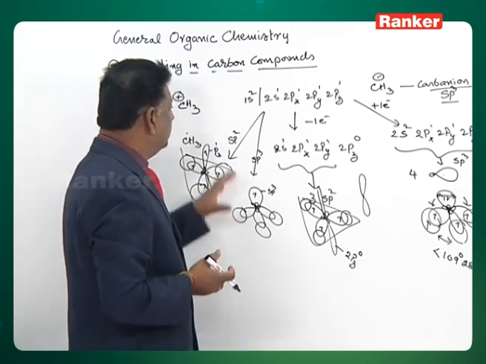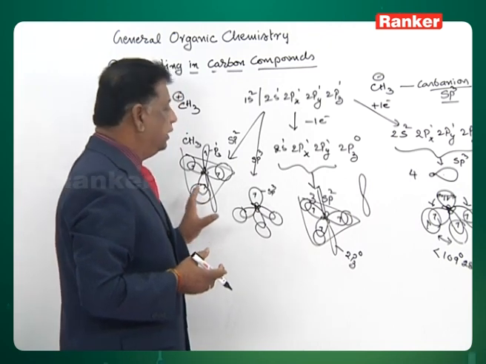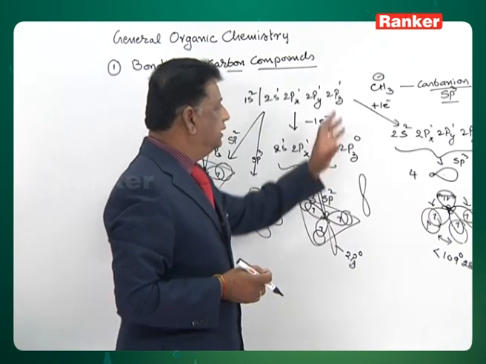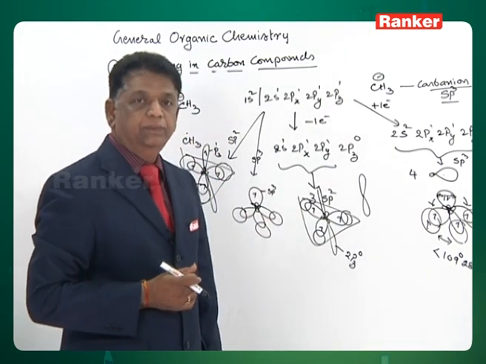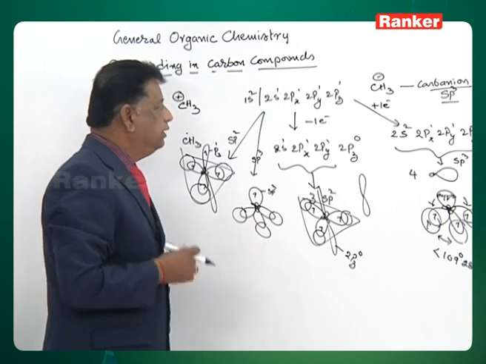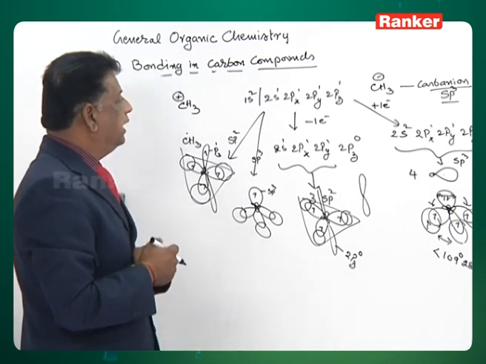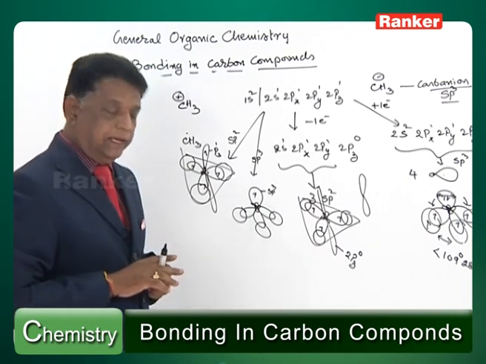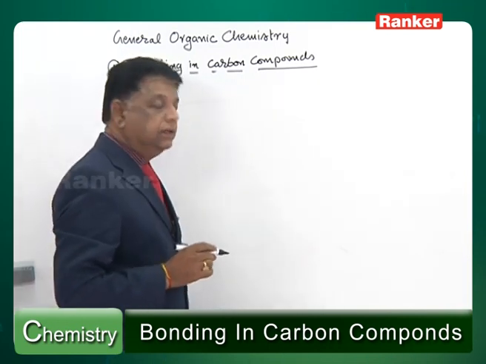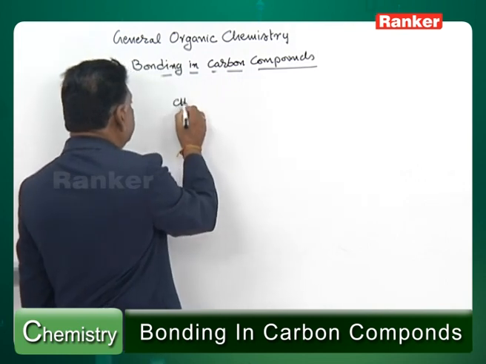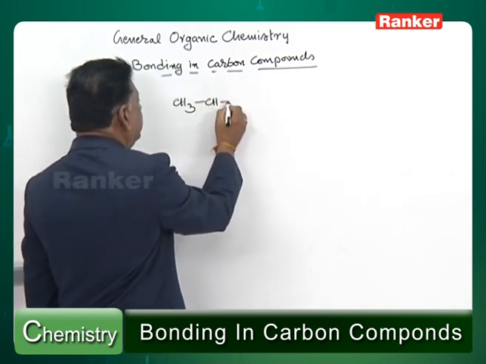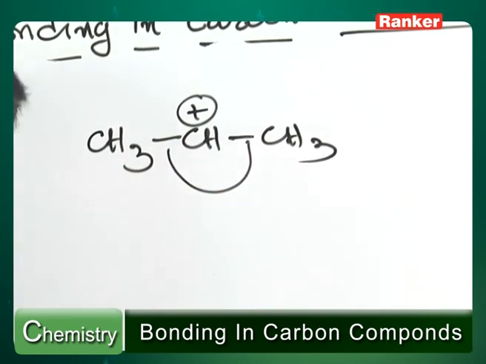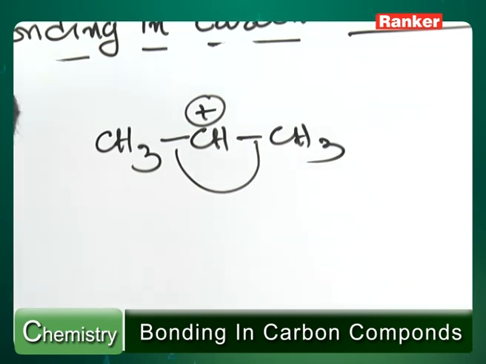So, free radicals may have sp2 and sp3, but a carbocation is fixed, that is sp2 hybridization, and a carbanion will have sp3 hybridization. So, this is all about the hybridization, and we can go for certain typical examples, like CH3CHCH3 plus. What is the angle between these two methyl groups?